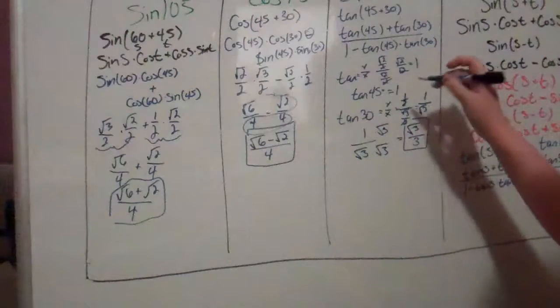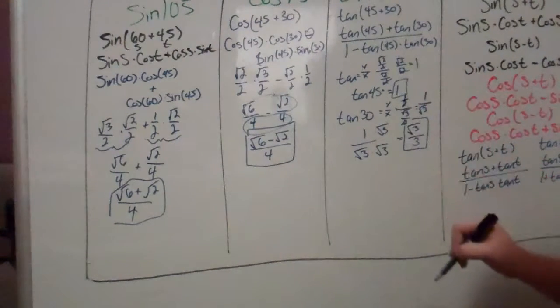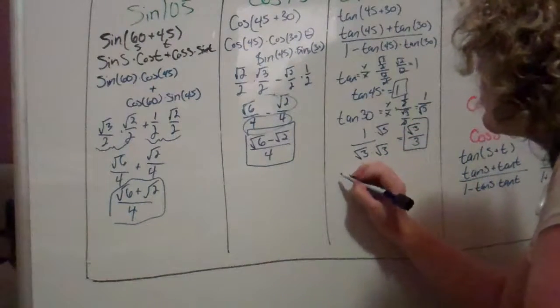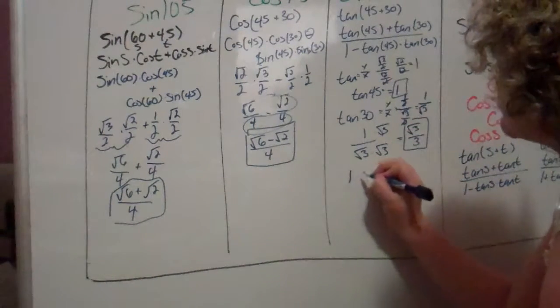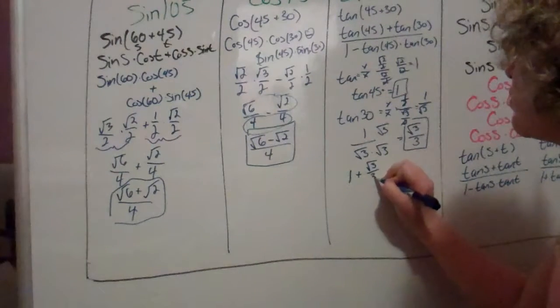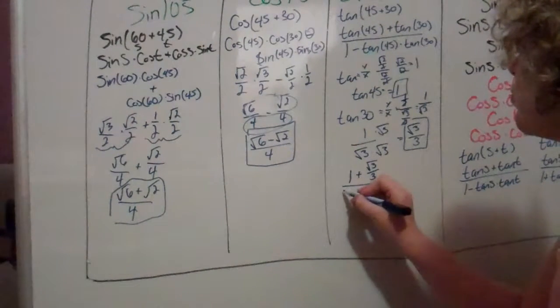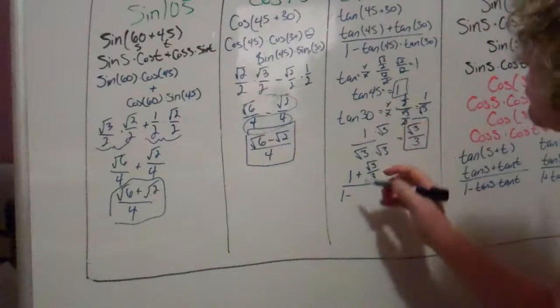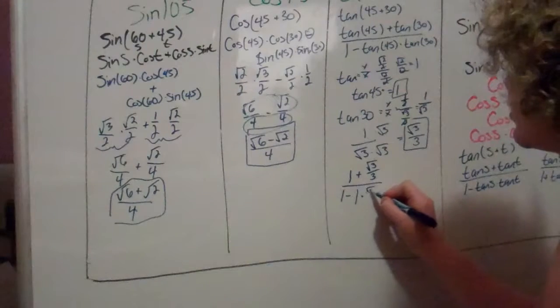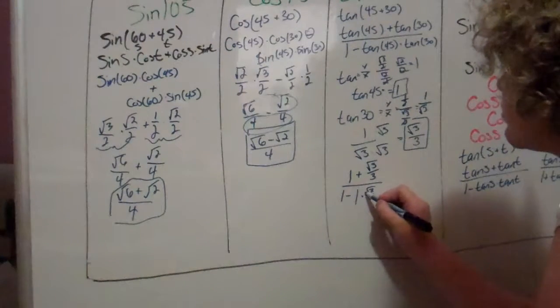We have our tangent of 30 and our tangent of 45. We can plug both of these now into our original equation. Tangent of 45 being 1 plus tangent of 30 being square root of 3 over 3, all over 1 minus tangent of 45 again, 1, times square root of 3 over 3.